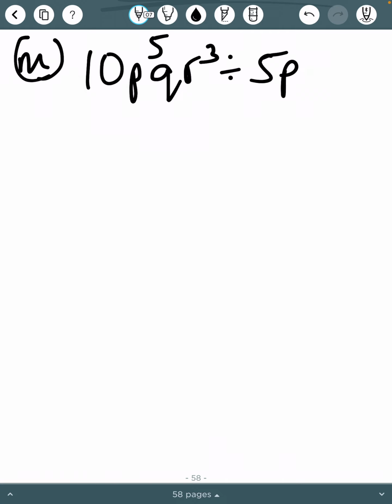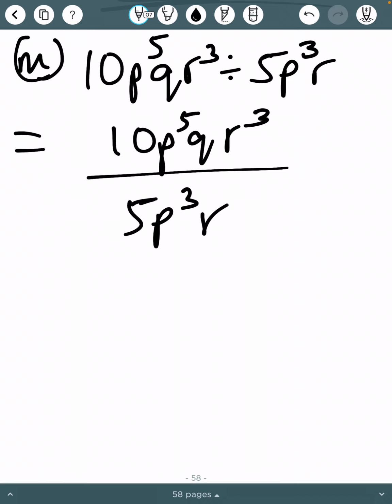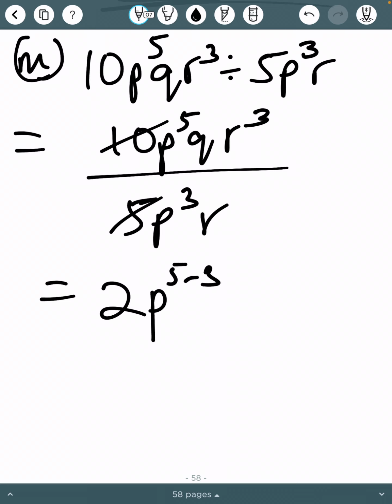Question M is 10p raised to power 5 q r raised to power 3 divided by 5p raised to power 3 r. This is the same as 10p raised to power 5 q r raised to power 3 over 5p raised to power 3 r. So 5 here 1, 5 here 2, that gives 2. Then this is p raised to power 5 minus 3, and this is q alone. Then r raised to power 3 minus 1, because this is what? R raised to power 3.